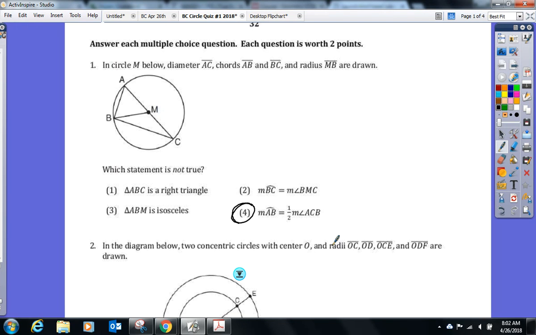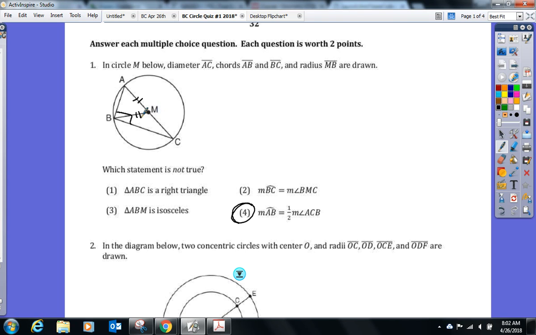Everyone take a look. ABC is what type of angle? At this point, hopefully we know. It's inscribed. And take a look where it's drawn to. What's this right here? A diameter. We have a theorem. Any inscribed angle drawn to a diameter is what type of angle? A right angle, which makes it a right triangle. So that is true. ABM is isosceles. Yes, it is, because what's AM? Radii. What's BM? All radii in the same circle are congruent. It's isosceles.